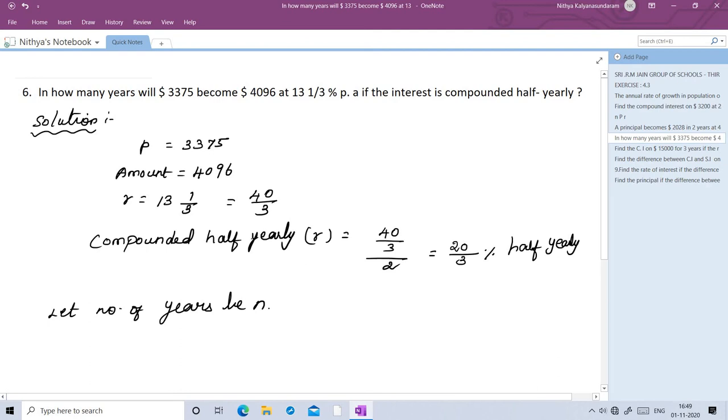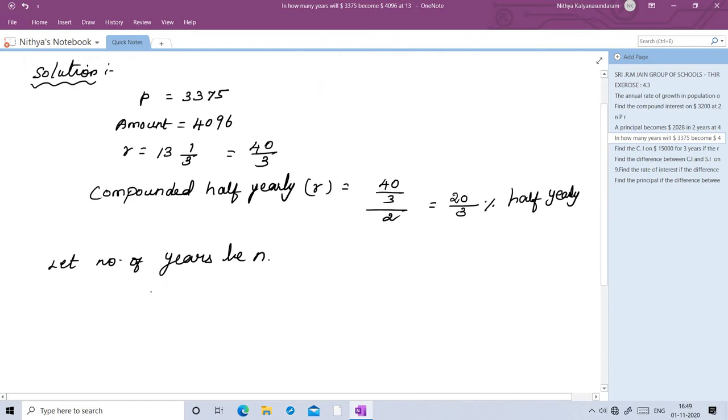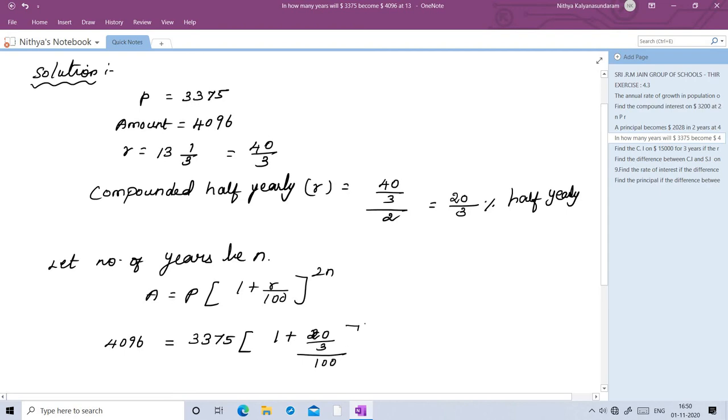So here, compounded half yearly. So the formula is, if compounded half yearly, the amount formula is: amount is equal to principal into (1 plus r by 100) power 2n, because it is compounded half yearly, so the power is 2n. So amount 4096 is equal to principal 3375 into (1 plus 20/3 divided by 100) whole power 2n.